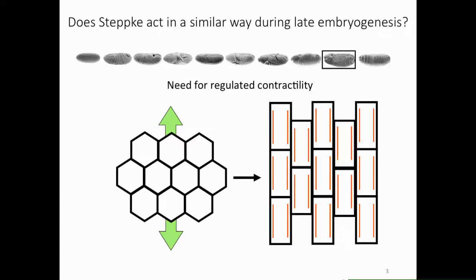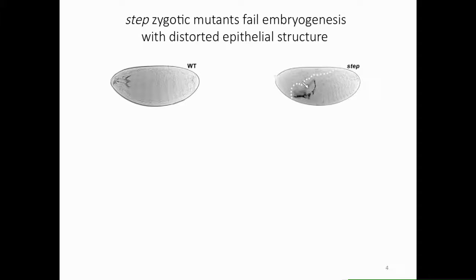So in order to see if Stepkey is involved in any of these processes, the first thing I did was to look at zygotic loss-of-function mutants for Stepkey. The first thing that I observed was that these mutants were embryonic lethal, so they didn't hatch as larvae. And when I looked at the cuticle of these embryos, I noticed that there were head holes in the cuticle.